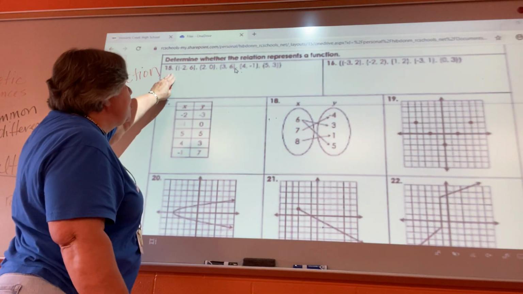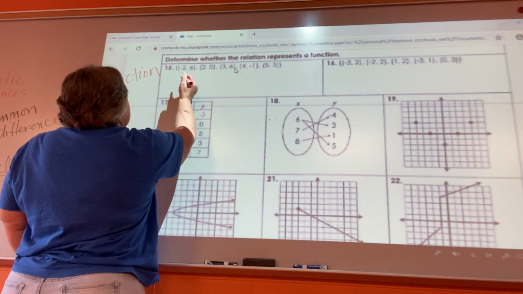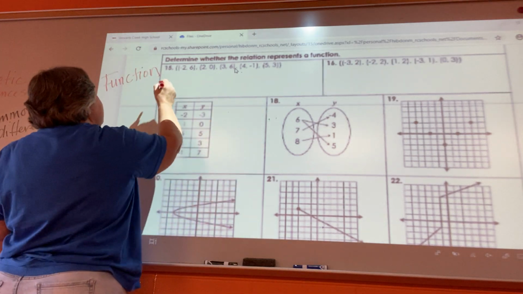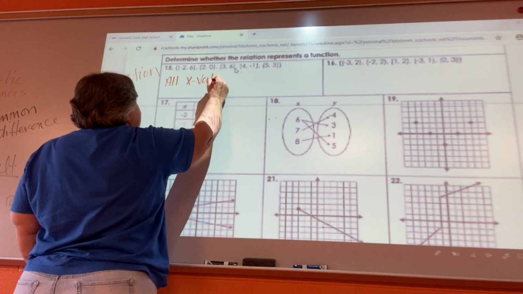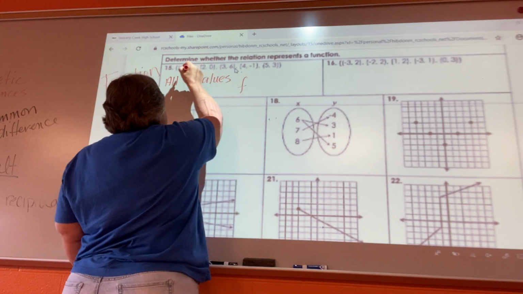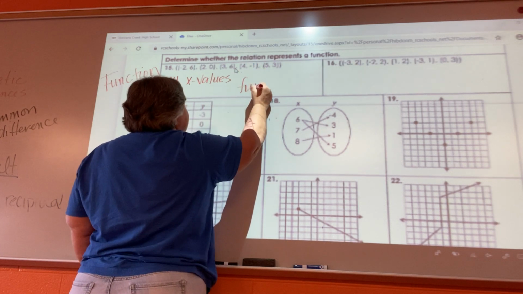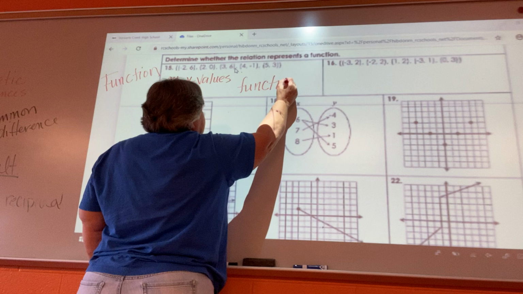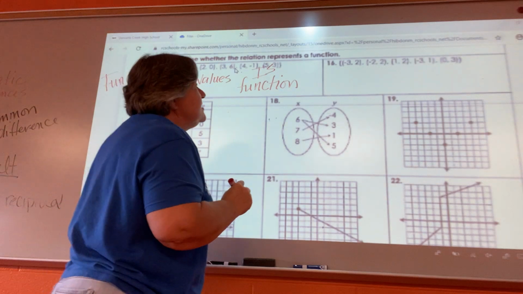So let's look at determine whether the relation represents a function. And we have -2, 2, 3, 4, and 5. Well, all the x values are different. So therefore, this set of ordered pairs, which is also called a relation, is a function. It is a function.